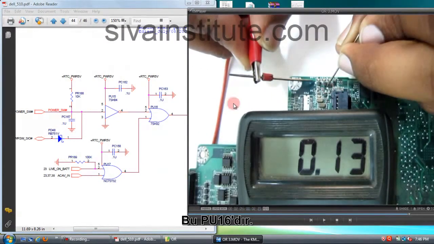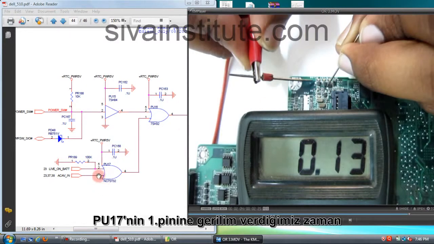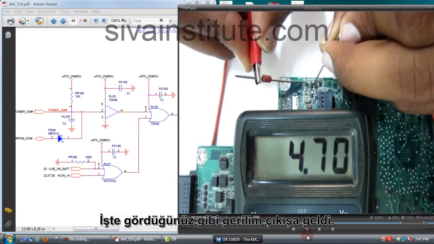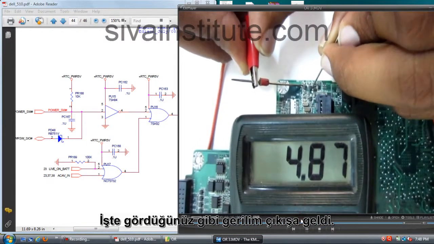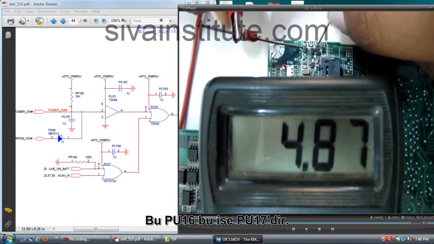This is PU16. When we give here pin number 1, that means this PU17, when we give this voltage to pin number 1, 1.8 volts, this voltage comes out from this place. This voltage goes to here. We will see at pin number 4, this is pin number 4 of PU16. We will see here. This voltage will come here at this FET, PU16. This is PU17.